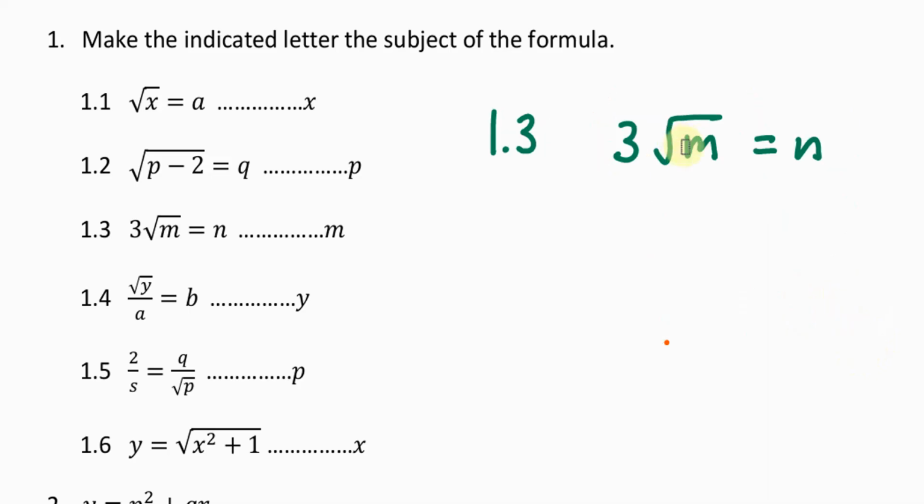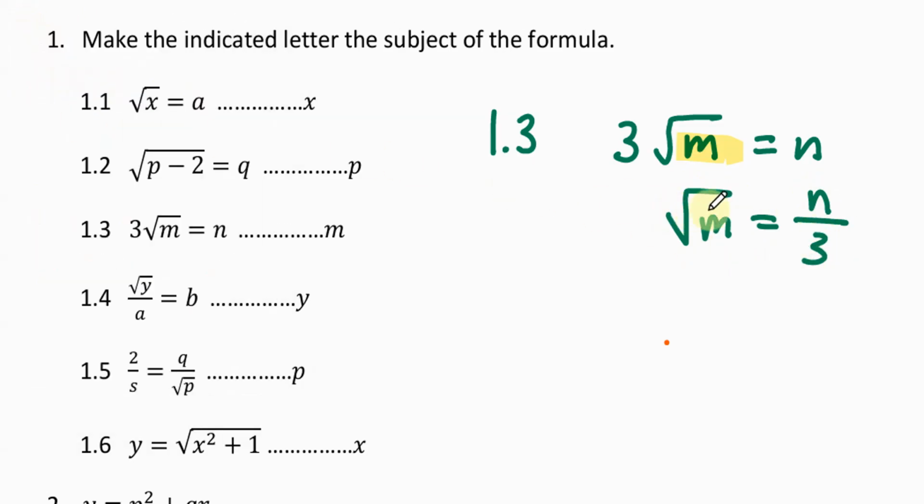We want to make m the subject here. Now we want to get rid of the 3 on the left-hand side first. So we are multiplying by 3 on the left-hand side. That means we can divide it into the right-hand side. So we divide by 3 on the right-hand side.